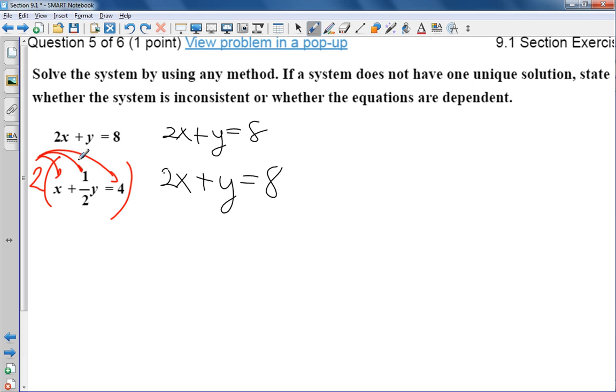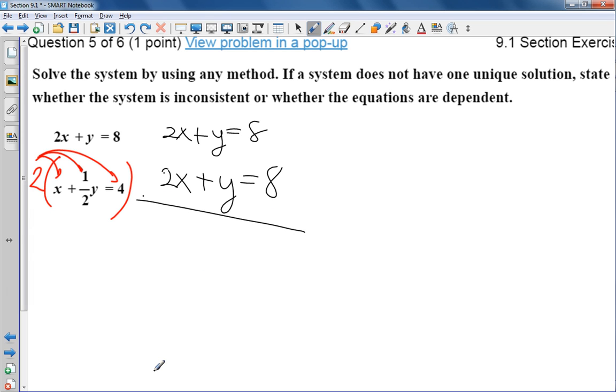2, I say for y is 4. 2 times 2 is 4, 4 plus 4, 8. So every time you give me an x, I can give you a y, they will make 8, okay? So that means you can produce millions, billions, infinitely many solutions.